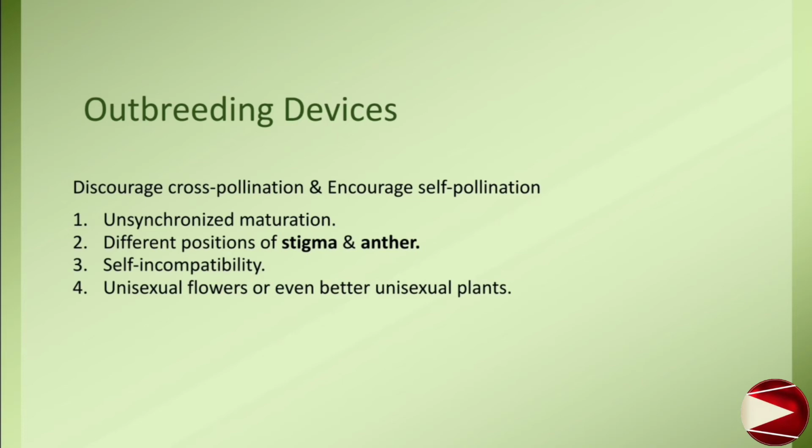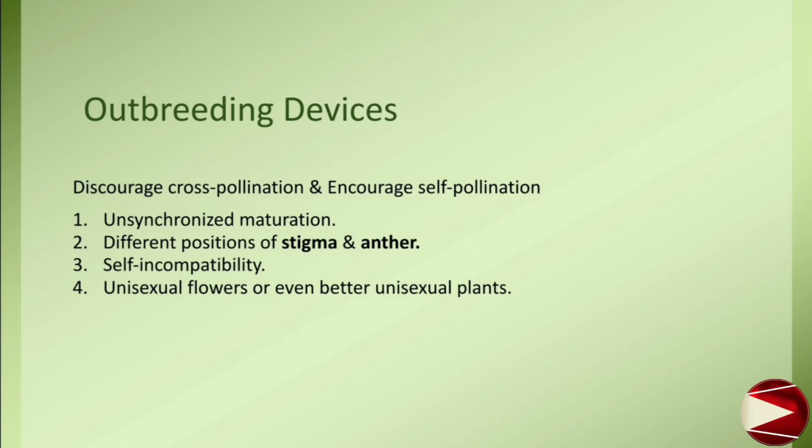Outbreeding devices. Most plants are hermaphrodites, meaning they bear both female and male reproductive parts, so self-pollination can occur. But continued self-pollination results in inbreeding depression, which means reduced ability to survive. So flowering plants have developed some devices to discourage self-pollination and encourage cross-pollination.